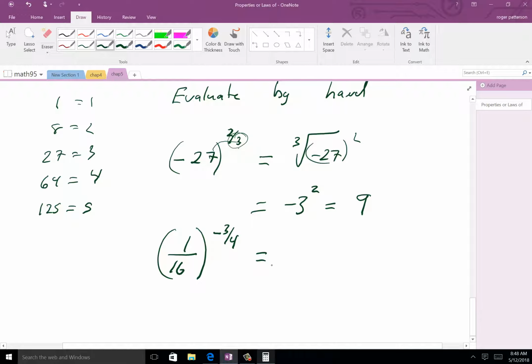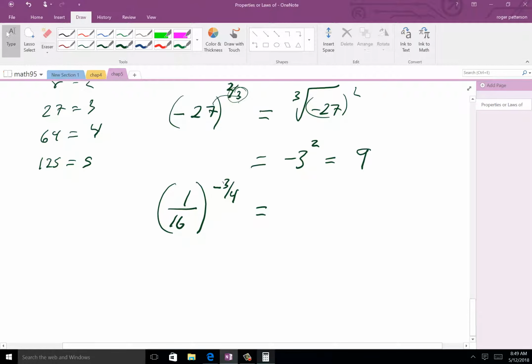Okay, so now here's one with a negative. So it wants me to write this in radical notation. Now, I do have a negative here. All right. So what am I going to do with that 16? 1 over 16. Flip it, right? We're going to flip it. Okay. So that's okay. I can do that.